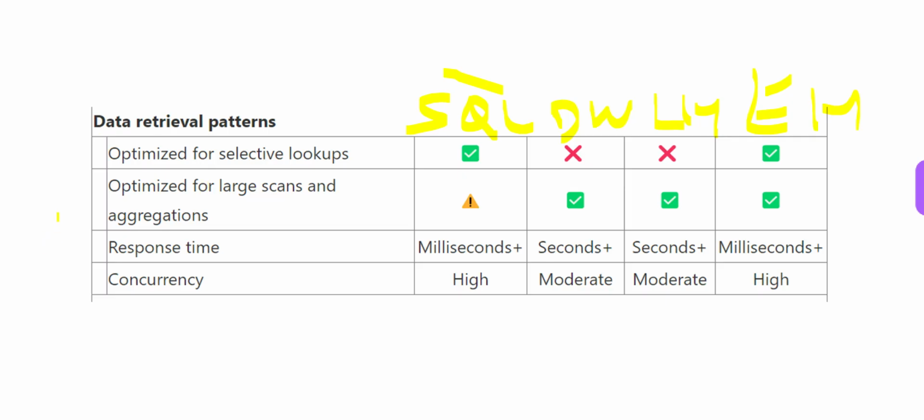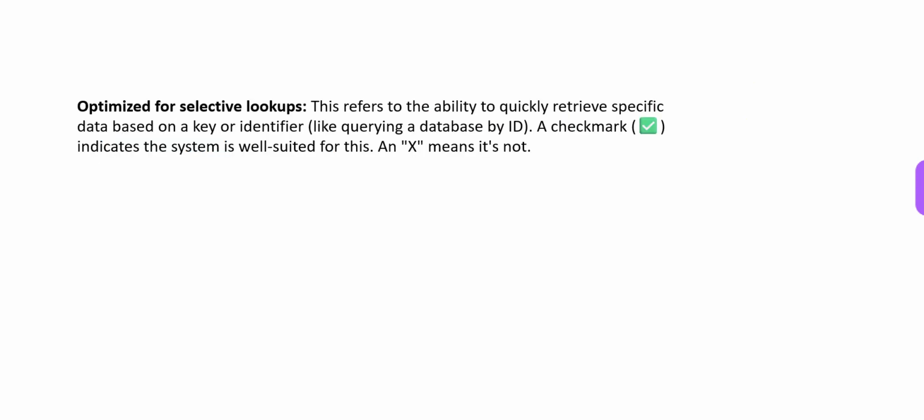Now let us look at different areas. Optimized for selective lookups. So what does it mean? Selective lookups refers to the ability to quickly retrieve specific data based on a key or identifier. You are selecting some data, firing a select query, and you are telling where first name equals this and last name equals this, or where employee ID equals this. So it is querying a database using an ID.